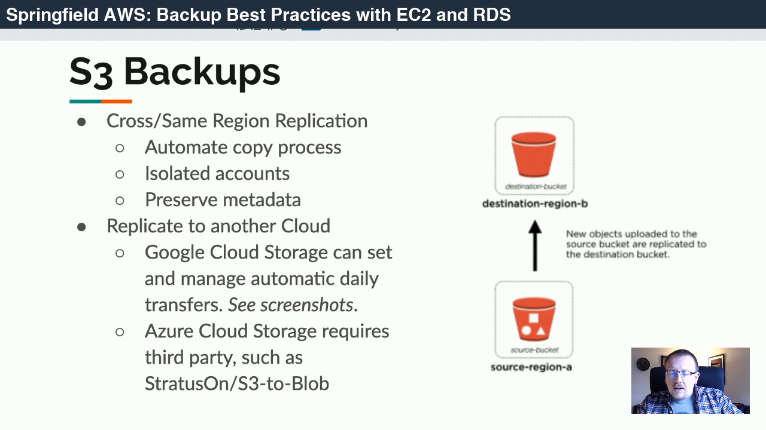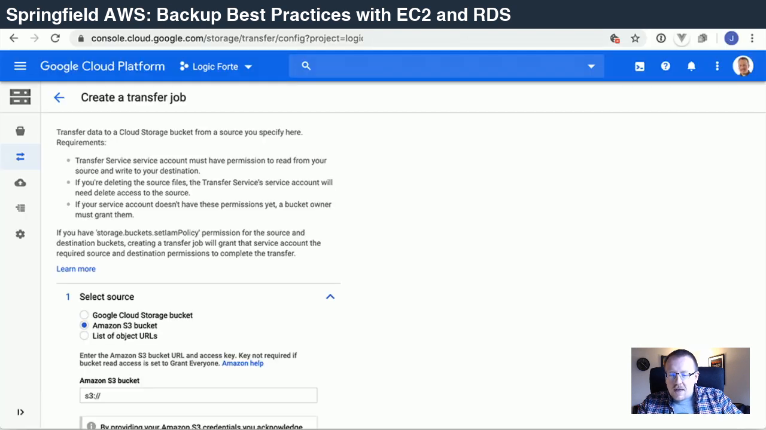We had looked at using Azure Cloud Storage, but couldn't find any native support for this type of synchronization. Now, granted, the Google Cloud synchronization is a daily transfer; it's not ongoing, but for our purposes, that was perfect. Azure Cloud Storage would require some sort of third party, such as this GitHub project S3 to Blob, and it sounded pretty complicated to set up, so we passed on that one.